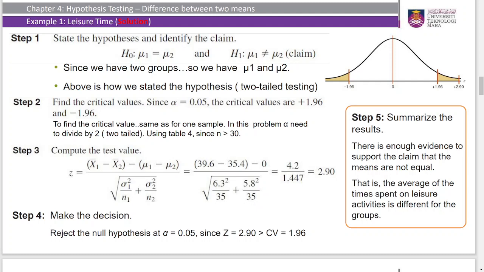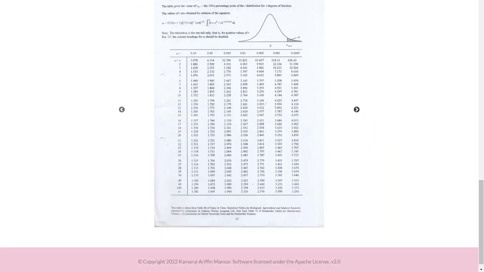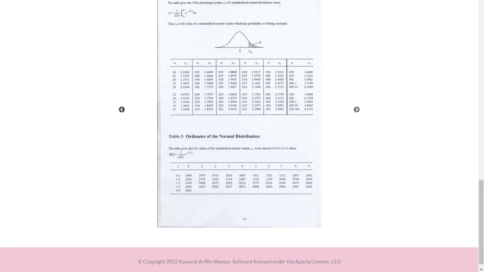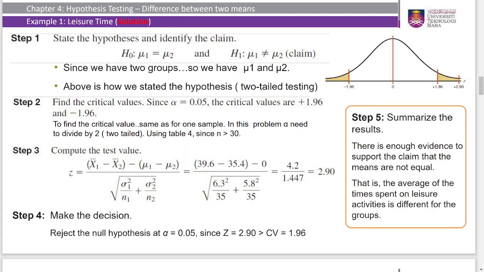So if you look through the statistical tables, you have to look through the Z distribution. So this is the Z distribution. Look at table 4. You want alpha equal to 0.05, right? But in our situation right now, alpha is 0.05 and this is two-tailed, right? So that means you have to take alpha divided by 2. So this gives you 0.025.